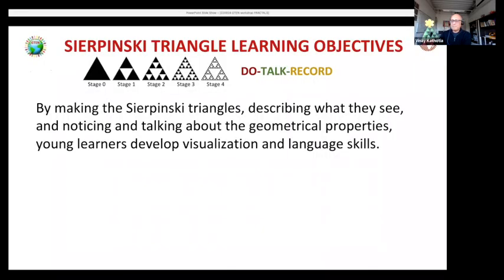So what would the learning objectives be? So by making the Sierpinski triangles, making a poster, if you like, having coloured them, describing what they see and noticing and talking about the geometrical properties, young learners will develop visualisation and language skills. And there needs to be nothing more to it than that if you're doing this with 7 or 8 year olds or even younger.